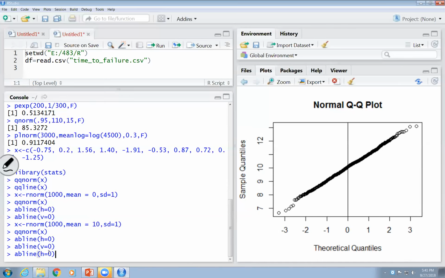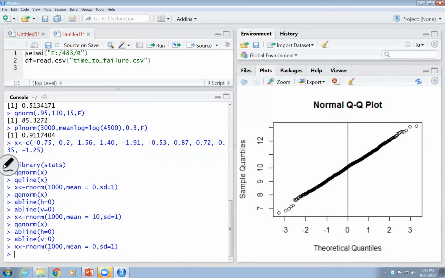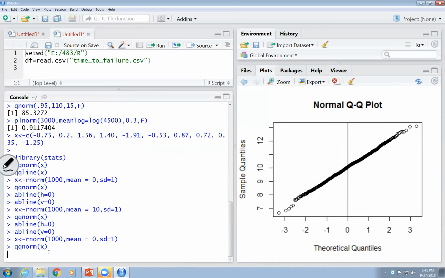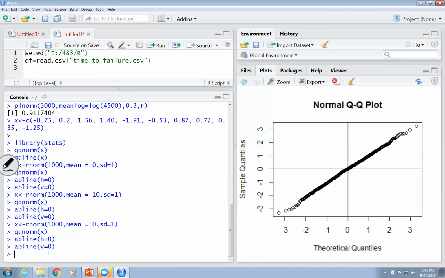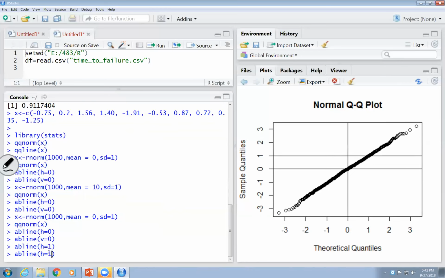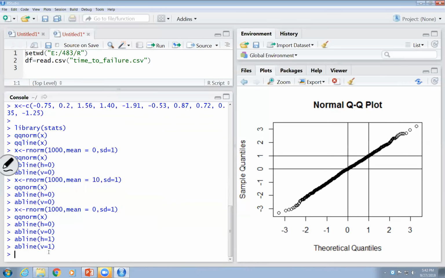So the slope gives you back, let's go back to our original. Let's do this again. QQ norm, H equal to 0, V equal to 0, let's say H equal to 1, V equal to 1. What do you notice about your slope? Slope is 1, which corresponds to your standard deviation.